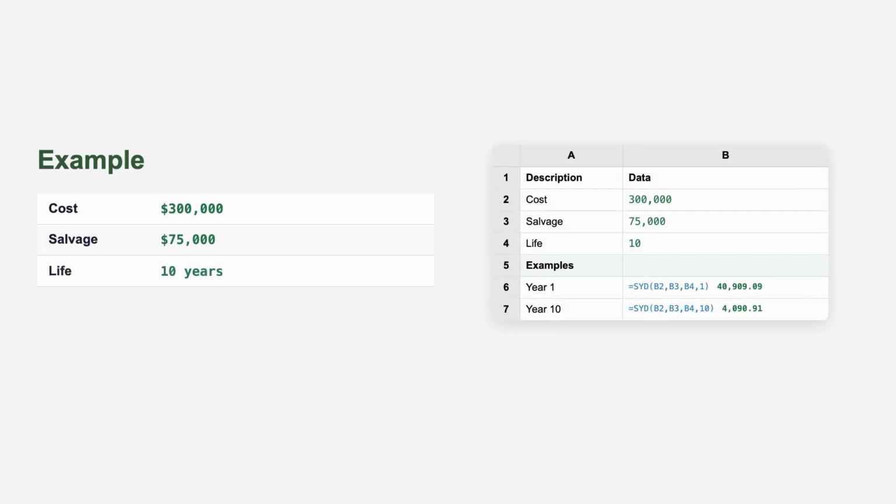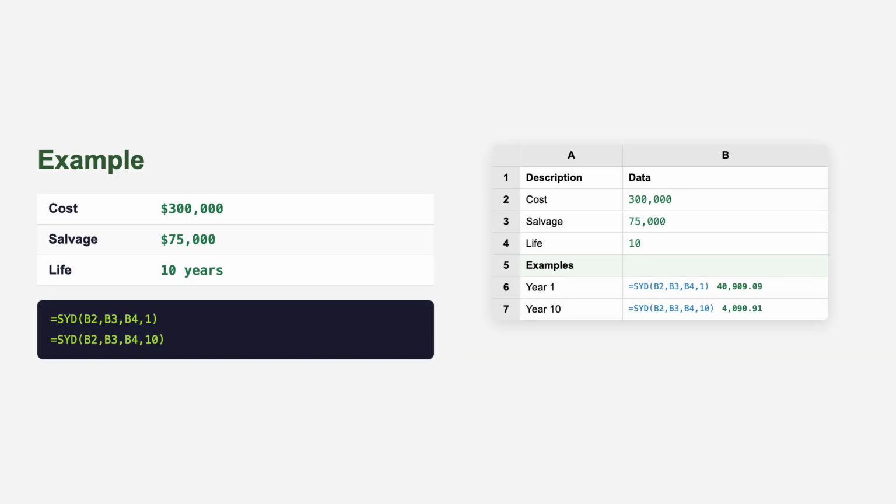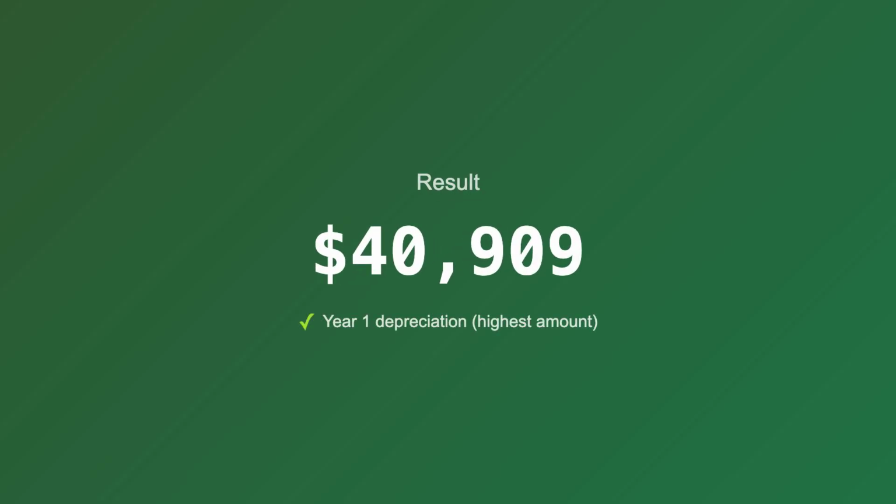Here's an example. We have an asset that costs $300,000 with a salvage value of $75,000 and a useful life of 10 years. For year 1, the formula SYD of B2, B3, B4, 1 returns $40,909. For year 10, SYD of B2, B3, B4, 10 returns just $4,091. The SYD function returns $40,909 for year 1. This is the highest depreciation amount because the sum of years digits method front-loads depreciation into the earlier periods.